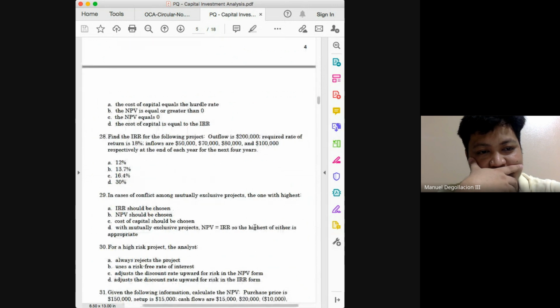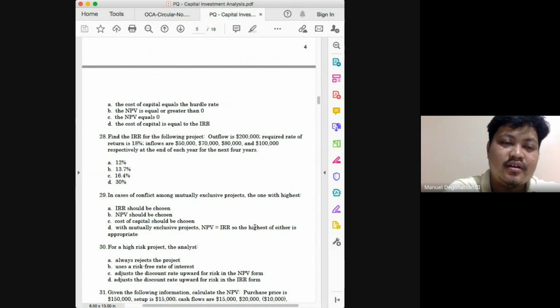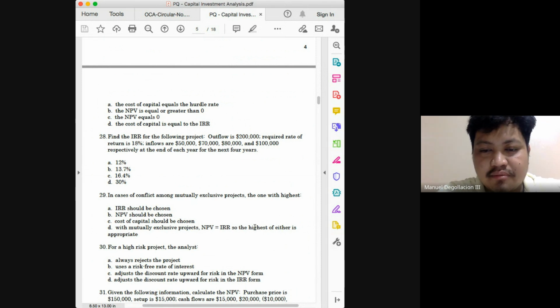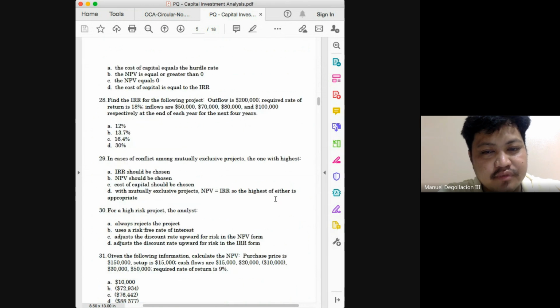Here, another practice problem for IRR. Again, you can use trial and error here. The answer number 28 would be 16.4%, letter C. Okay, so make sure to practice on this problem.